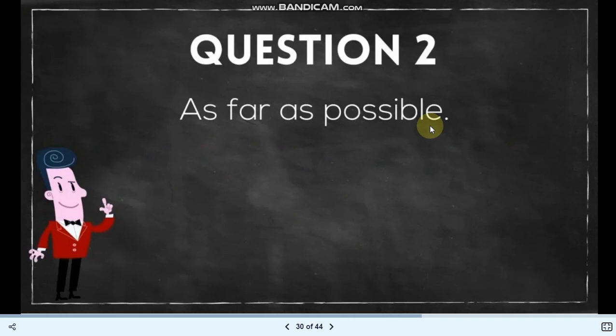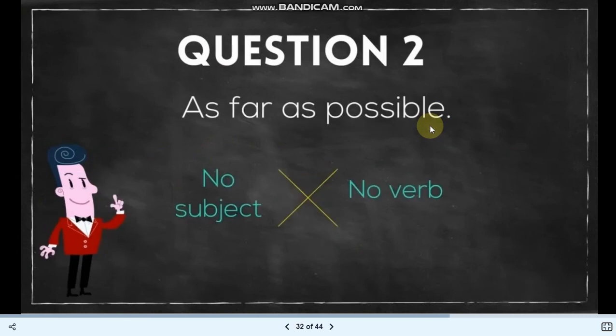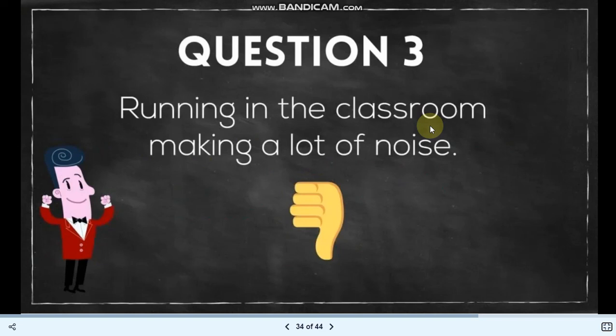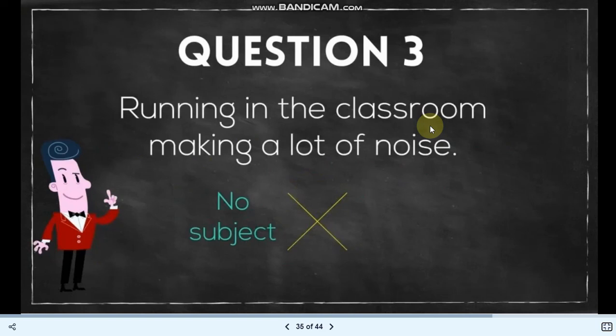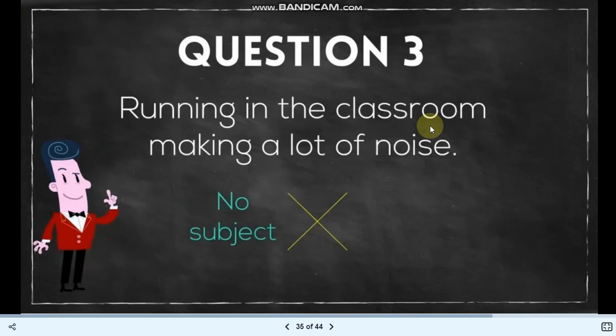Oh, I can hear some said yes, some said no. Which one is correct? Yes, it is not a sentence. It doesn't have a subject and it doesn't have a verb. No subject, no verb. Okay, let's have question number 3. Running in the classroom, making a lot of noise. Is this a sentence or a fragment? No, it is not a sentence. Why? It has a verb, but it doesn't have a subject.